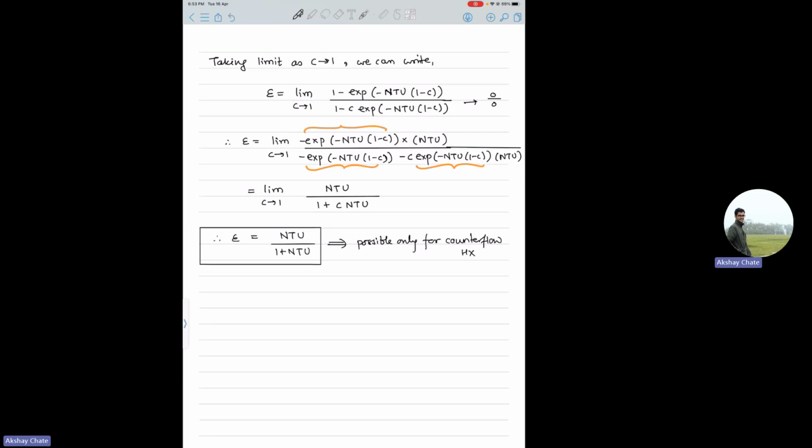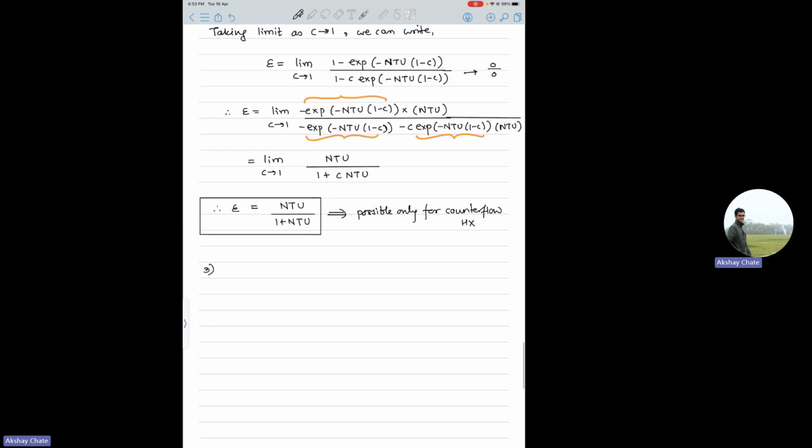Okay, so that is as far as this goes. One more thing I wanted to show, one small derivation, which can be taken as the third note. So you have delta T LMTD as delta T at the inlet minus delta T at the outlet, and then you have the logarithmic ratio of those two, right?